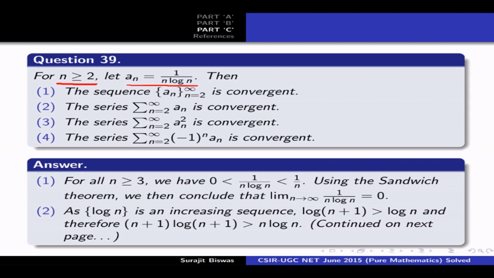Okay, so the first option will be correct. And how? For all n bigger than or equal to 3, we have 0 less than 1 by n log n less than 1 by n. And using the sandwich theorem, since limit n tends to infinity 1 by n equals 0, therefore this goes to 0. Obviously this is constant 0, and this goes to 0 as n tends to infinity. So by sandwich, 1 by n log n also goes to 0.